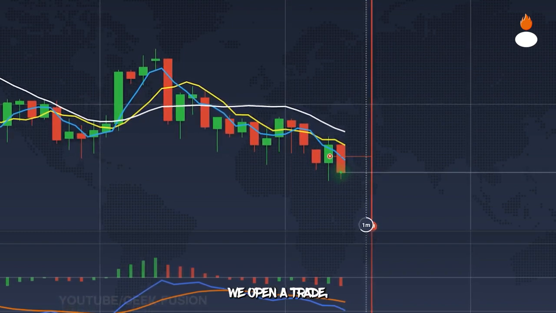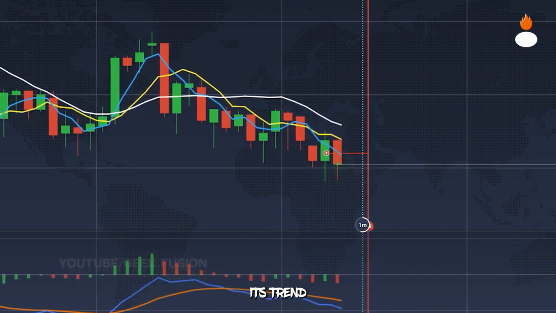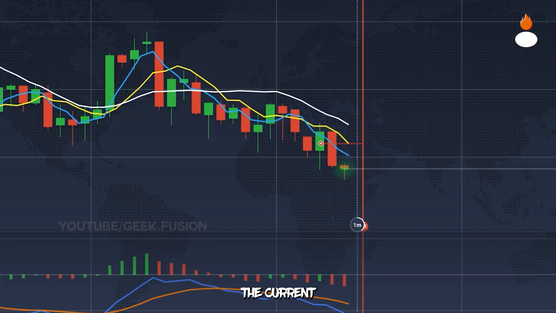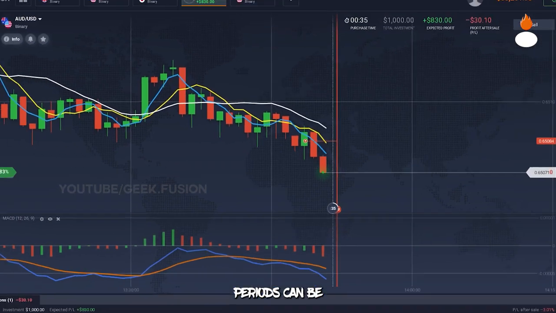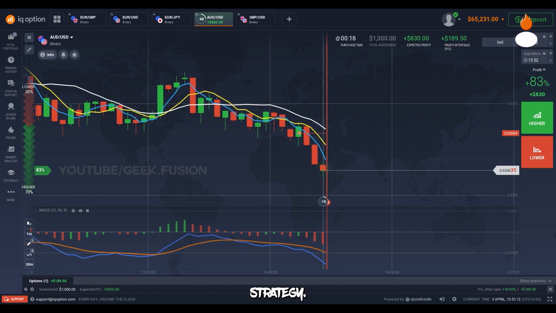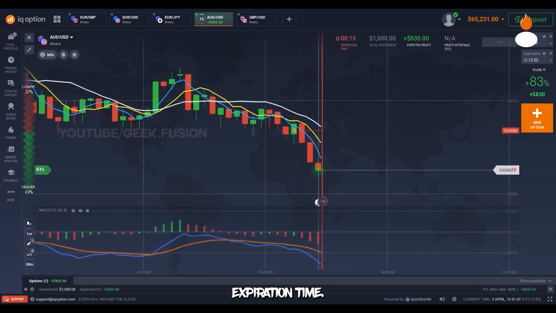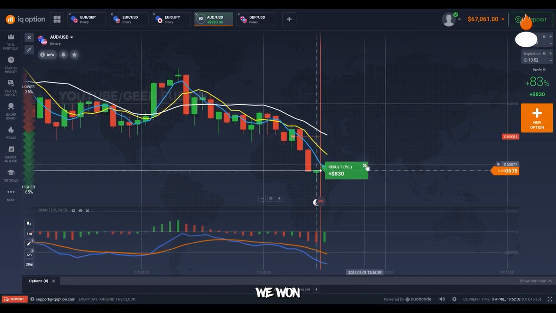Also, remember when we open a trade, we need to give some time to the market to move in its trend. Because the market is always fluctuating, it's important to follow the current trend. So, opening trades with very short time periods can be very dangerous for this strategy. Therefore, open a trade with at least 3 or 4 minutes of expiration time. Wow, great. We won that trade.